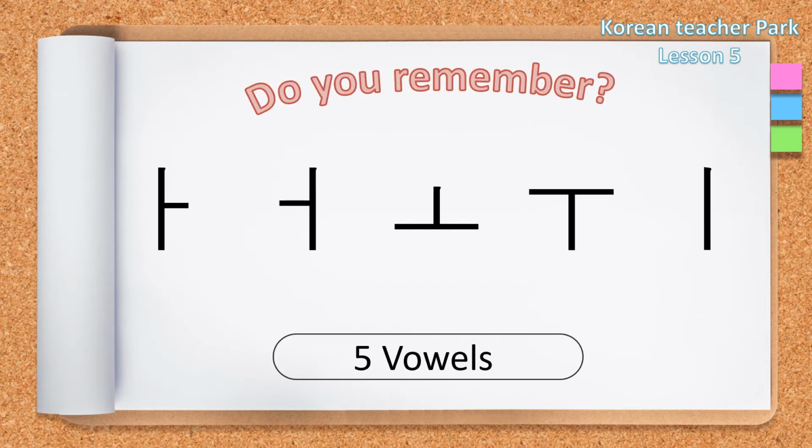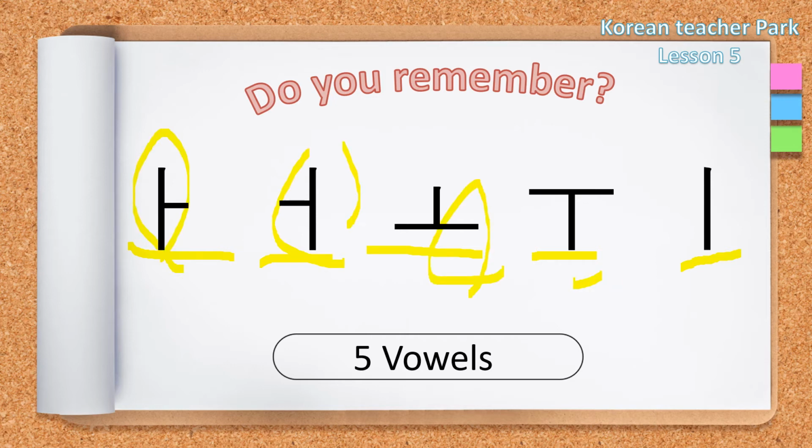Do you remember these 5 vowels? Let's read together. 아, 어, 오, 우, 에. We already studied them in lesson 1. 아, 어, 오, 우, 에, right?